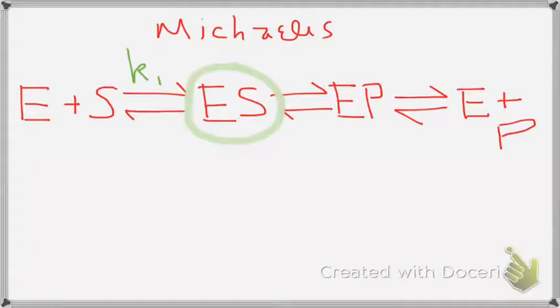lowercase k1, and when it goes backwards, it's lowercase k subscript -1, because it's going backwards of the first step. So the second one, in this example here, going from ES to EP, would be lowercase k2. If it was able to go backwards, it'd be lowercase k -2. Same thing here, k3 and lowercase k -3. Just like the equilibrium constant is the ratio of those. So for example, the equilibrium constant for that very first one would be k -1 divided by k1, because this is the ratio.